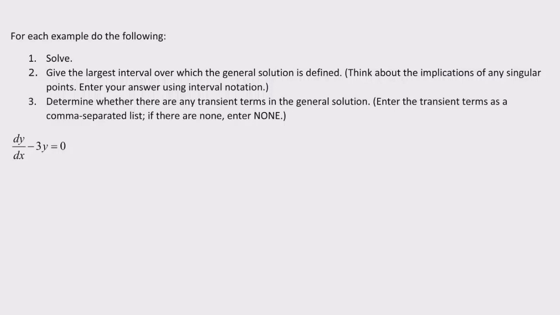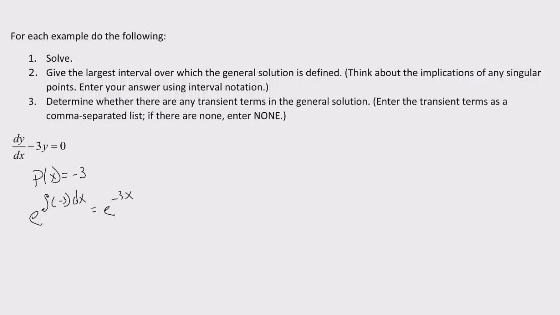So the first task is, it's in standard form, and then I want to identify the p function. So p of x in this case is equal to -3. Then I want to find the integrating factor by calculating e to the integral of -3 dx, which, if I integrate -3, I just get -3x. So that's just e to the -3x.